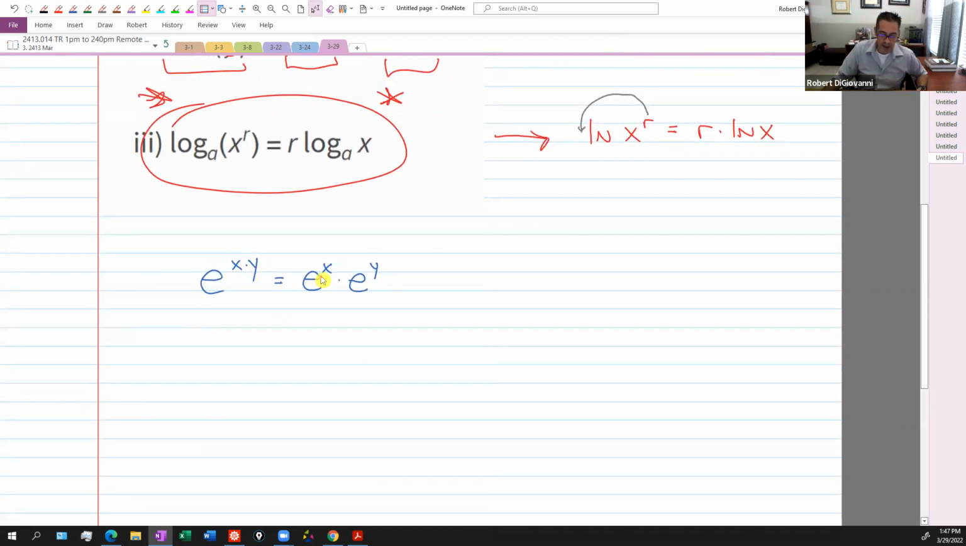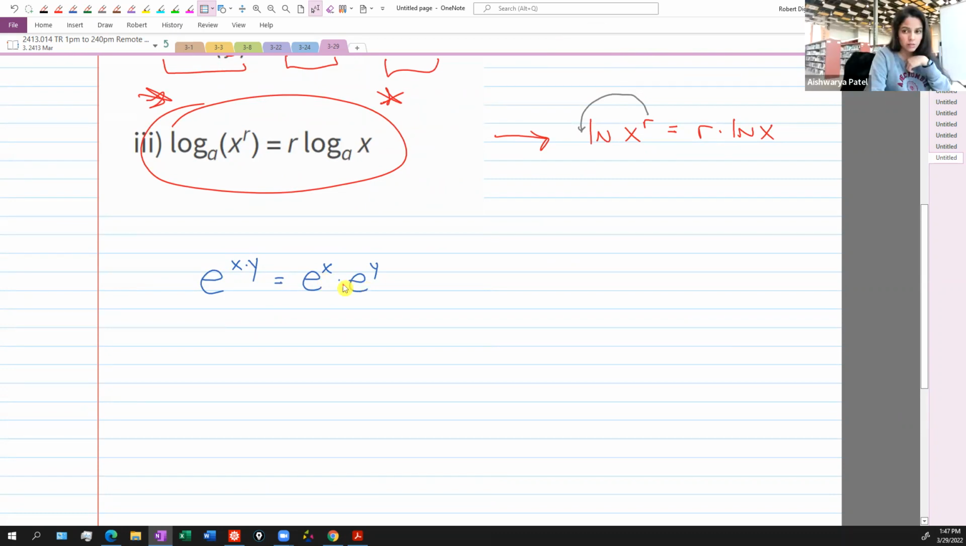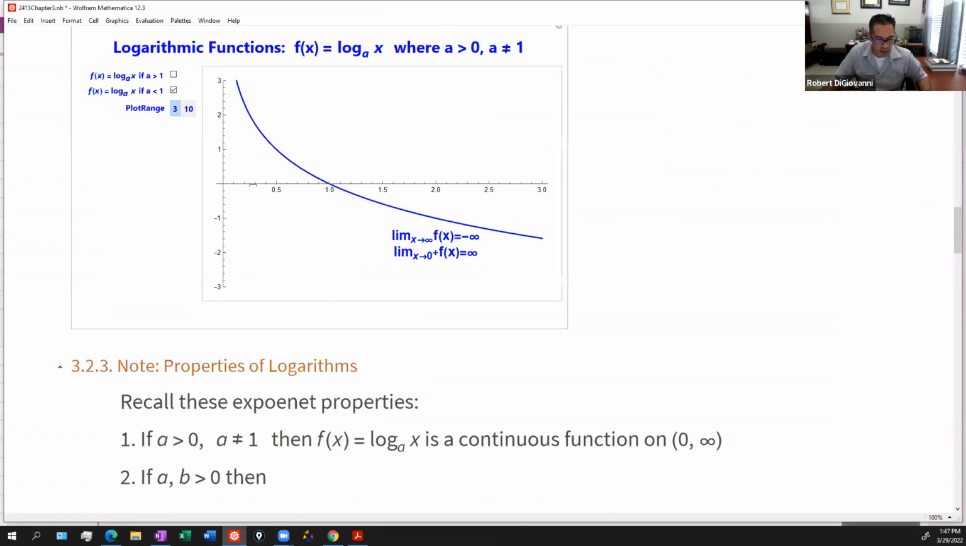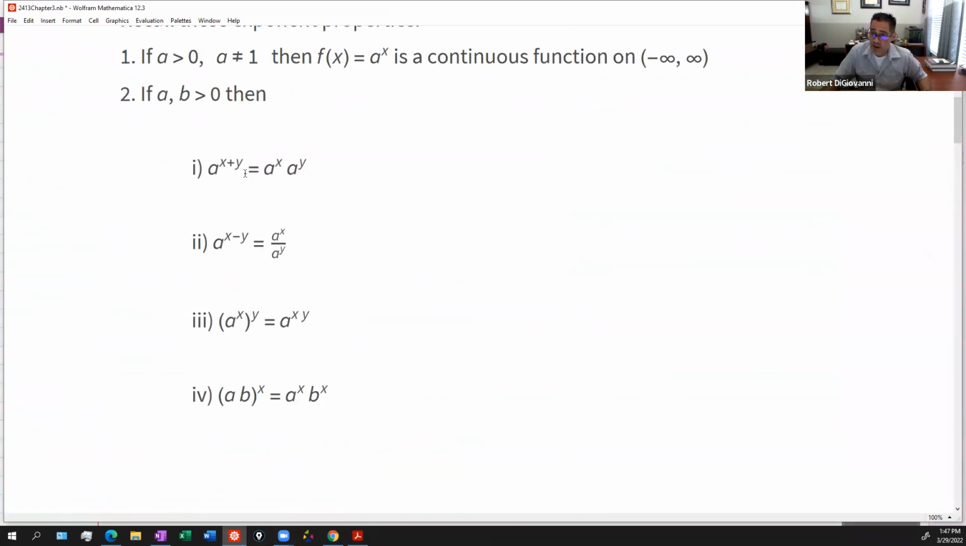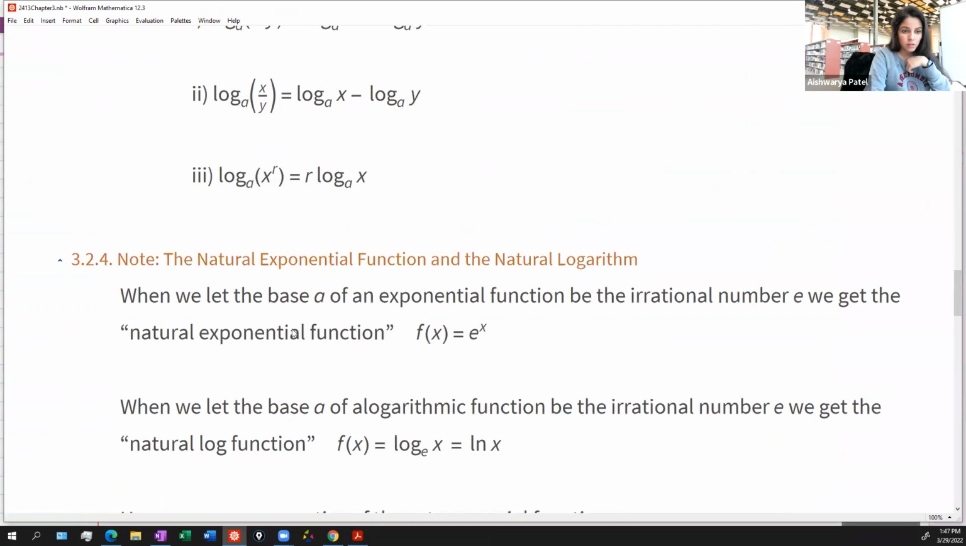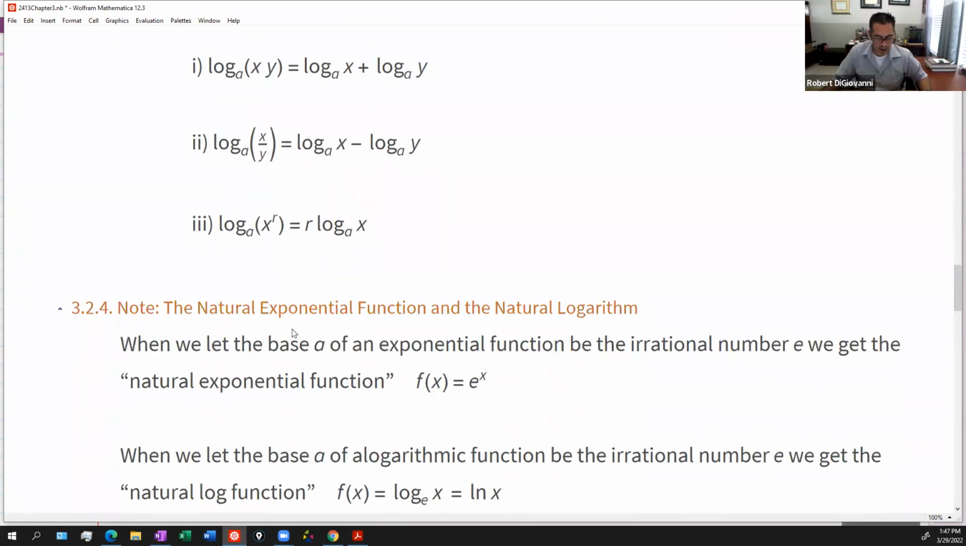Do you see how this became this? Yes. Okay, same thing if you did this. This becomes e to the x over e to the y. Now, those are the properties we just talked about earlier. That's these properties right here. Does that answer your question? Are you okay with that? Yes, sir. Thank you. Okay.